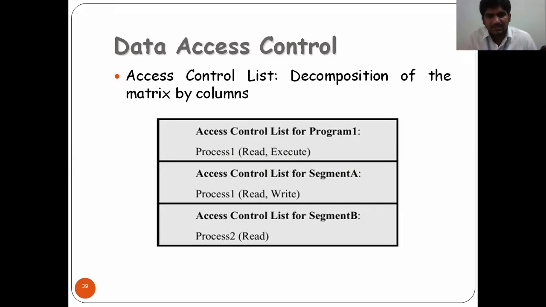The other one is the access control list of segment A. Each column is a separate list. For example, the first column is program one, the second column is program two, and so on, then segment A, segment B. If I want to write an access control list for program two, what do I have to write? Nothing is there. Only for segment B do we have a process that can read. Process two can read. I will show you the diagram.